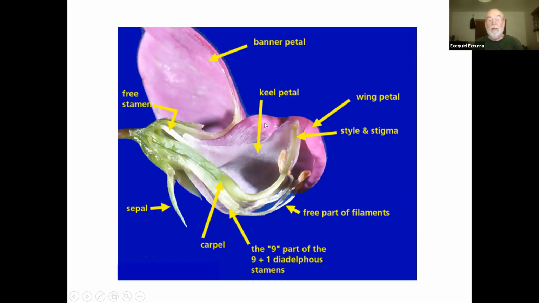You can see the banner petal, the wing petal, and the keel that forms together with the opposite keel petal an encasing where the sexual parts are. You can imagine it very well. An insect getting here where the nectar is will step on the keel, bring it down, and first it will get hit by the stigma that gets the pollen from the previous flower, and then it will be hit by the anthers that will cover the insect with pollen from this flower.